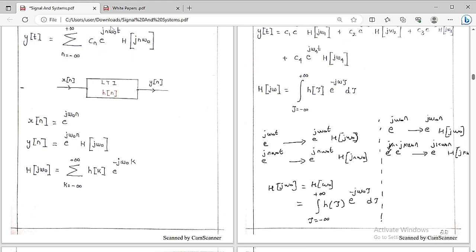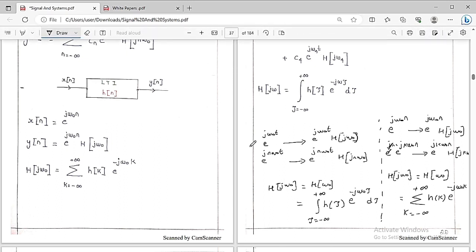Then what is the Fourier transform in the case of the discrete time domain? H of j omega naught, or H of omega naught, is equal to the sum over k from minus infinity to plus infinity of h of k into e to the power of minus j omega naught k. That's it. So these things you always have to keep in mind. Finally, this is for the continuous time case and this is for the discrete time case.